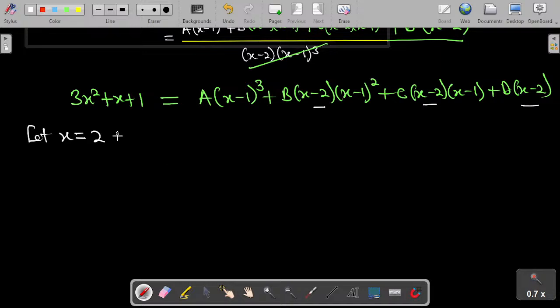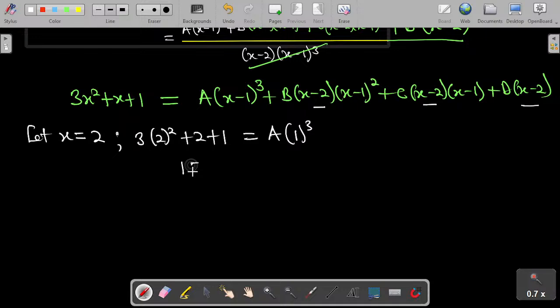So we'll just have x into 2 raised to power 2. I'm substituting now. And then this is plus 2 and plus 1 is equal to, so here you will now have a into 2 minus 1 is 1 raised to power 3, while your b will turn to 0, your c will turn to 0, and your d will turn to 0. So no point writing those ones. So here we'll have 2 raised to power 2 is 4, 4 times 3 is 12, plus 2 is 14, plus 1 is 15.